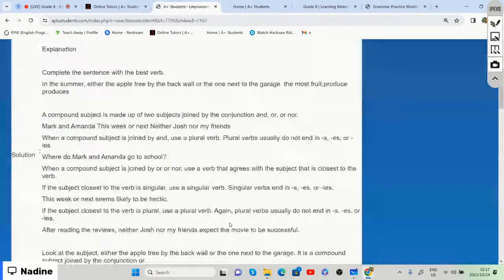All right. So we said a compound subject is made up of two subjects that are joined by a conjunction, which is and, or, nor. And we made an example. The very first example we made was Mark and Amanda. This week or next, neither Josh nor my friends.